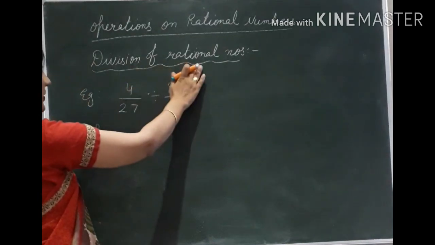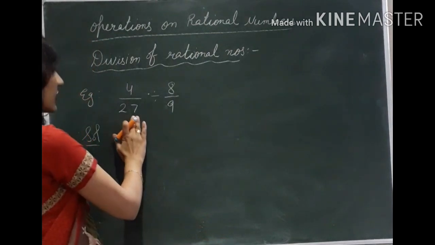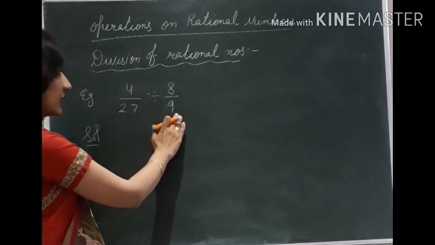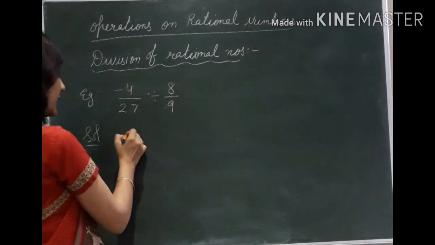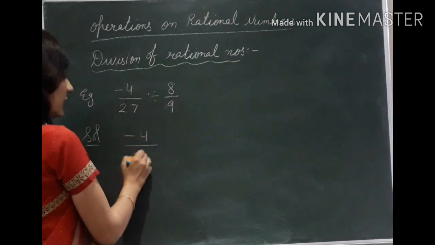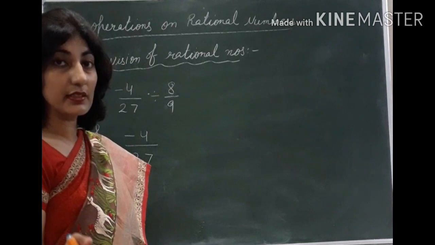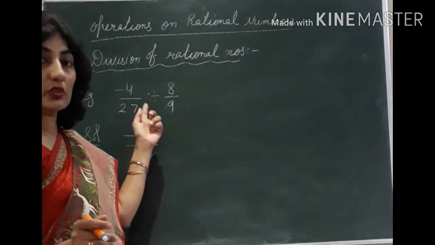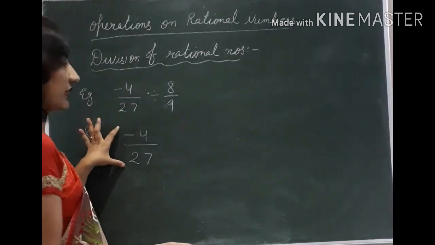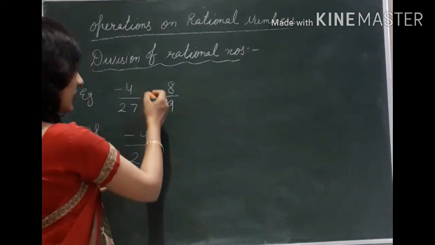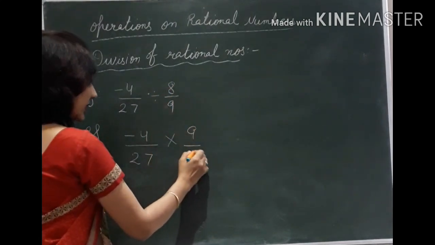Division of rational numbers. Now division of rational numbers is same like division of fractions. Two rational numbers I have taken, 4 by 27 and 8 by 9. You can take negative also, take minus 4 by 27 divided by 8 by 9. So what we used to do in the fractions, the first fraction we used to write as such, the second fraction we used to write the reciprocal, division sign changes to multiplication. So same thing we are going to do in rational numbers also. First rational number minus 4 by 27 I have written as such. Division sign changes to multiplication. 8 by 9 reciprocal will be 9 by 8.